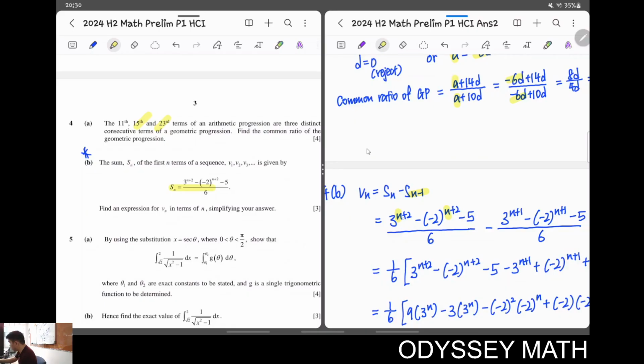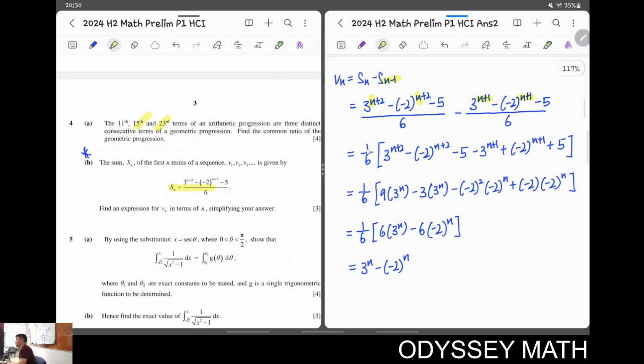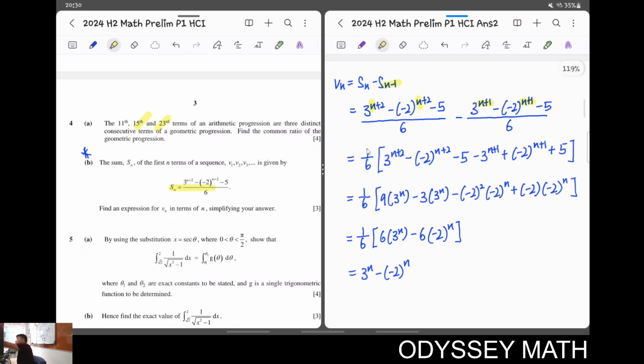Understand? So we get n minus 1 plus 2 is n plus 1, n minus 1 plus 2 is n plus 1. Got it? And then here is just your laws of indices. I pretty much don't want to go through this, okay? But do take note that this is just algebra here, just an indices question. You work it out yourself, can? But I do want to mention one thing, okay?